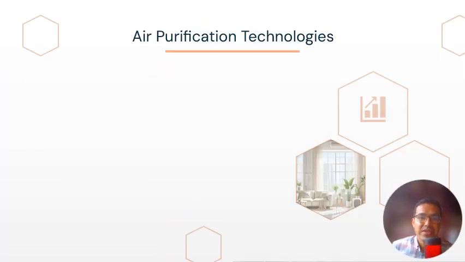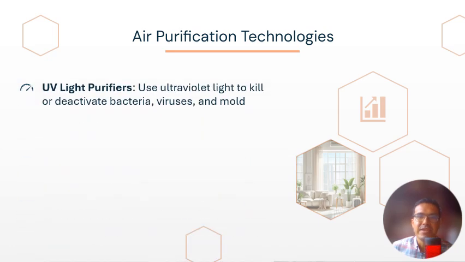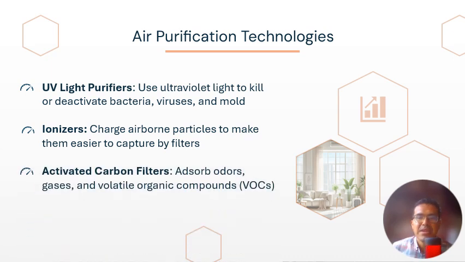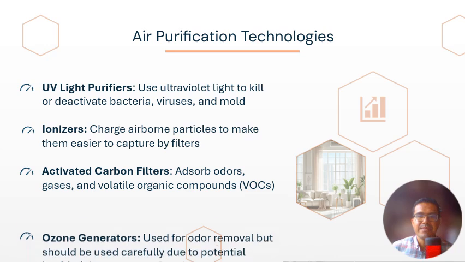Air purification technologies complement HVAC systems by targeting pollutants that are difficult to filter with traditional methods. UV light purifiers use ultraviolet rays to kill or deactivate bacteria, viruses, and mold, effectively reducing biological contaminants in the air. Ionizers work by charging airborne particles, making them easier to capture by filters. Activated carbon filters are effective for removing odors, gases, and VOCs from indoor air.